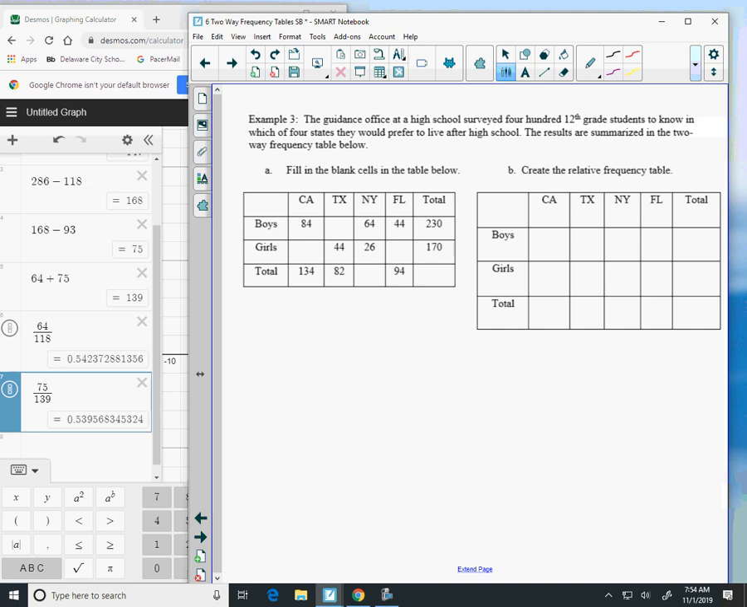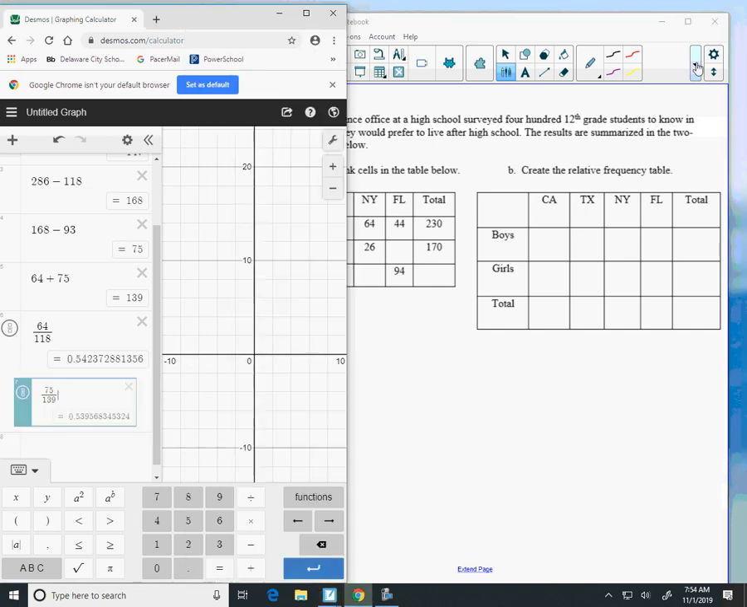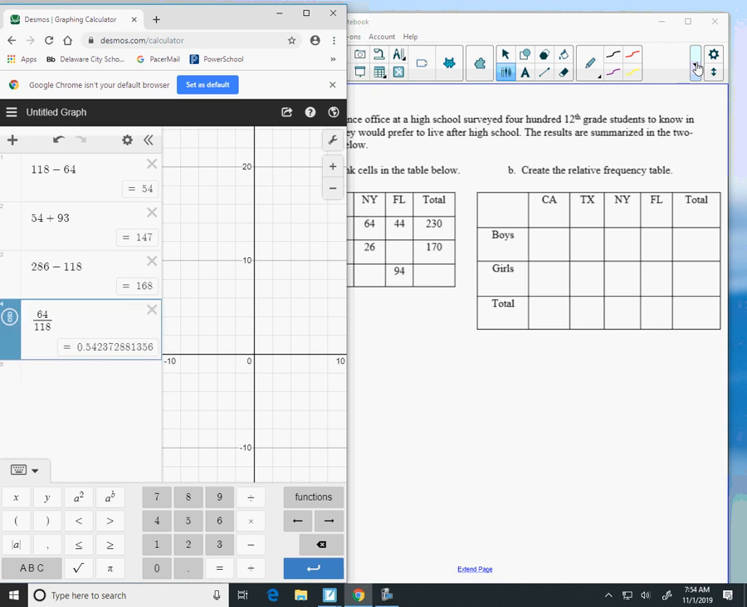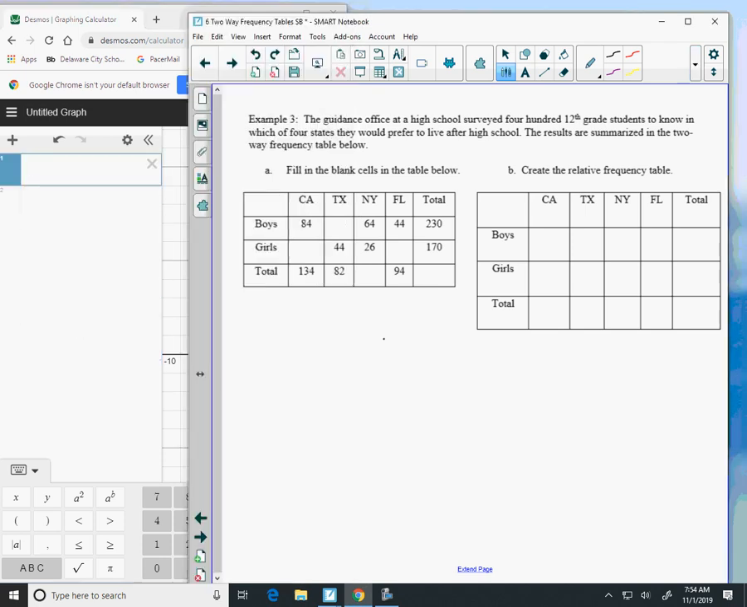All right, hopefully you paused the video and tried on your own so you can check your work with mine, see if you have any misconceptions, or see if you're ready to practice on your own. And the first cell that we can fill in here is actually this first one, because we have every piece of data in that row except for the Texas data.